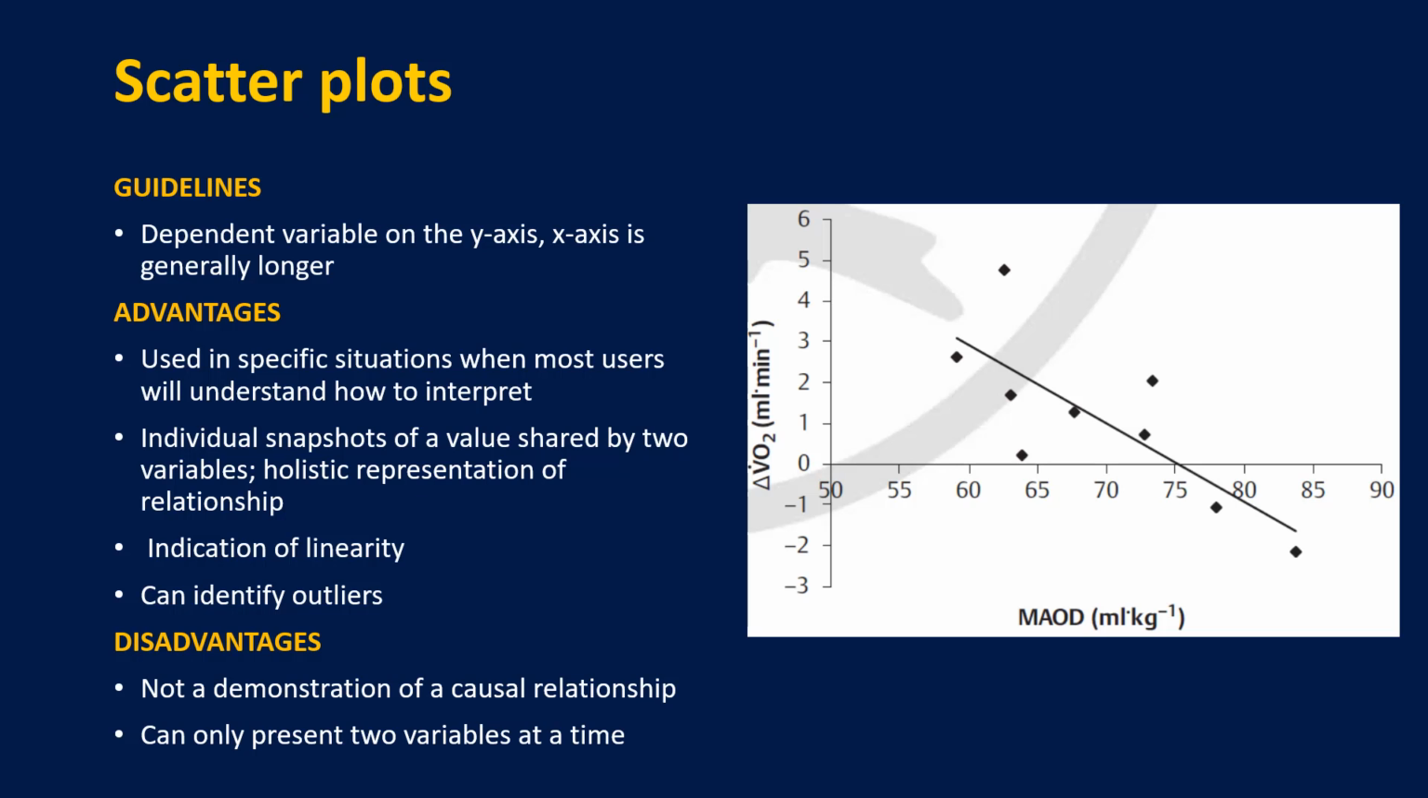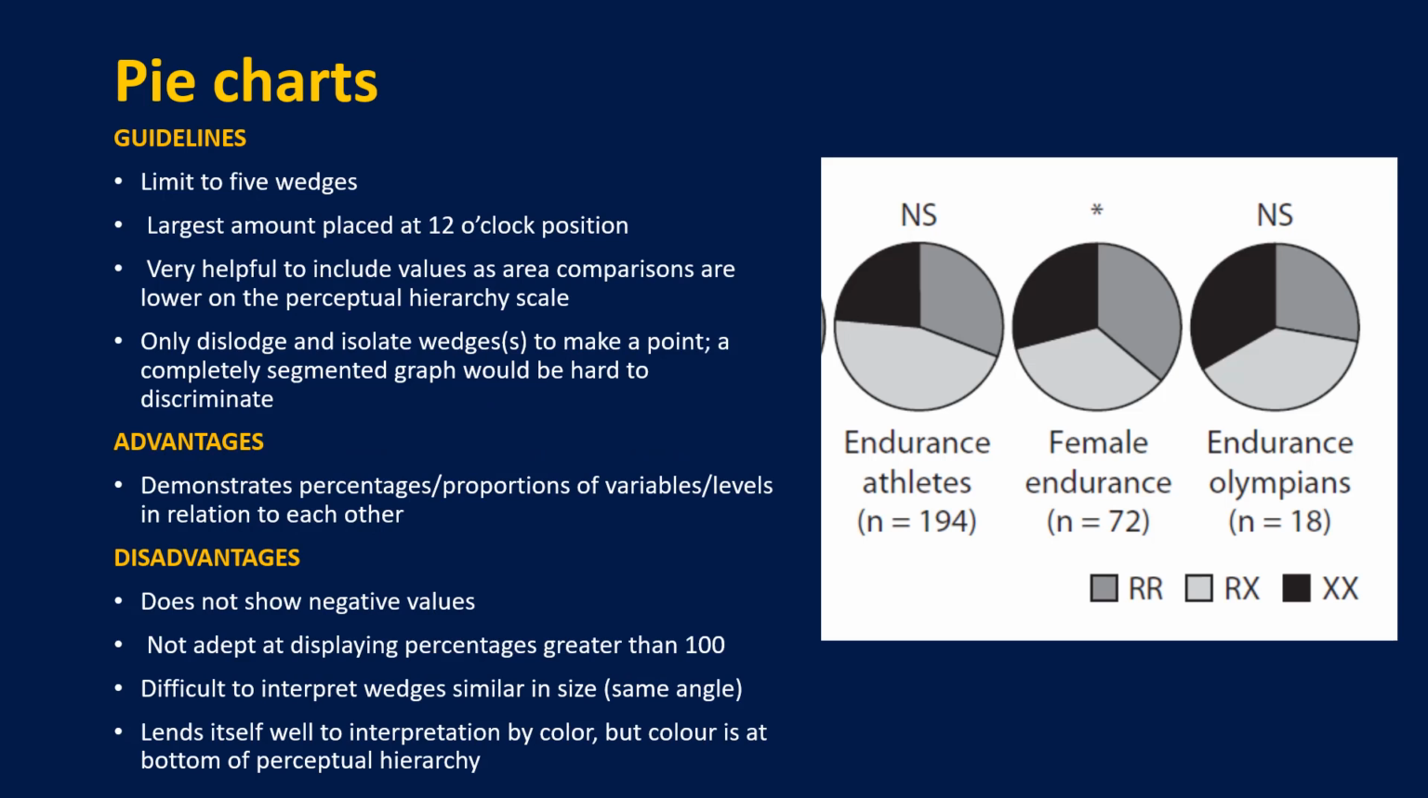The disadvantage is that it's not a causal relationship, and I don't know whether that's a disadvantage of the graph, but it's a disadvantage with our interpretation. These don't show causality, they just show association. They just show that the parameters are associated. And you can only present two parameters at a time, so you may end up having multiple scatter plots in order to show the range of variables that you want to record.